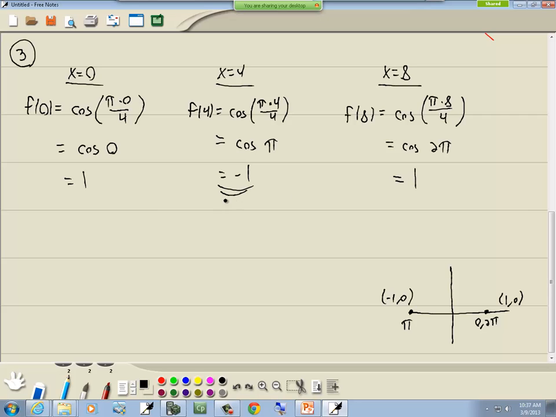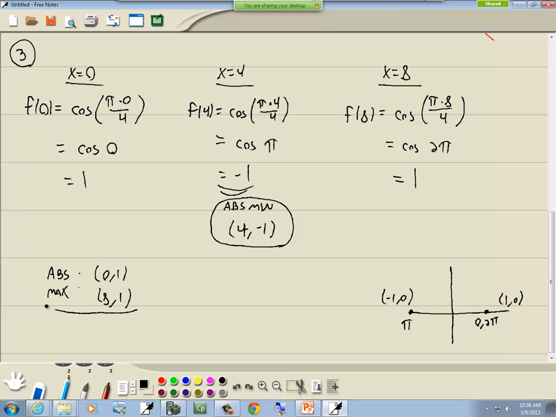Now, this one right here is our absolute min. It's our smallest value, and occurs at 4, negative 1. Now our absolute max, we actually got two values of the same, the ones. So absolute max, we have two of them. It occurs at 0, 1, and at 8, 1. And that's our answer. Let's save that.